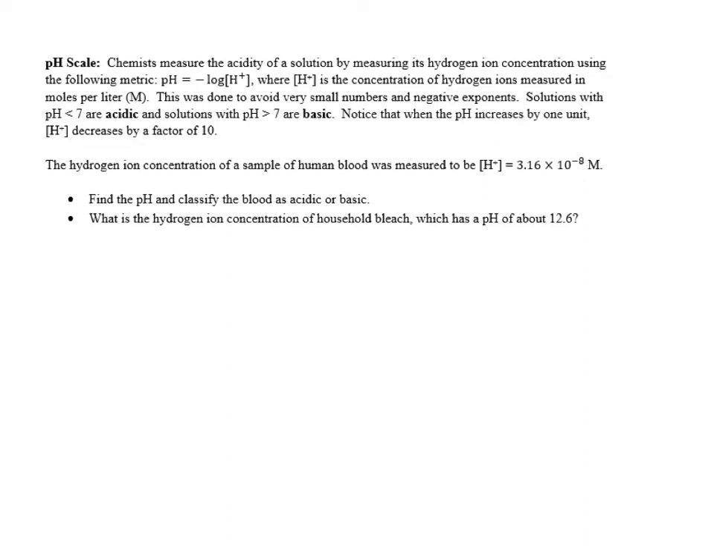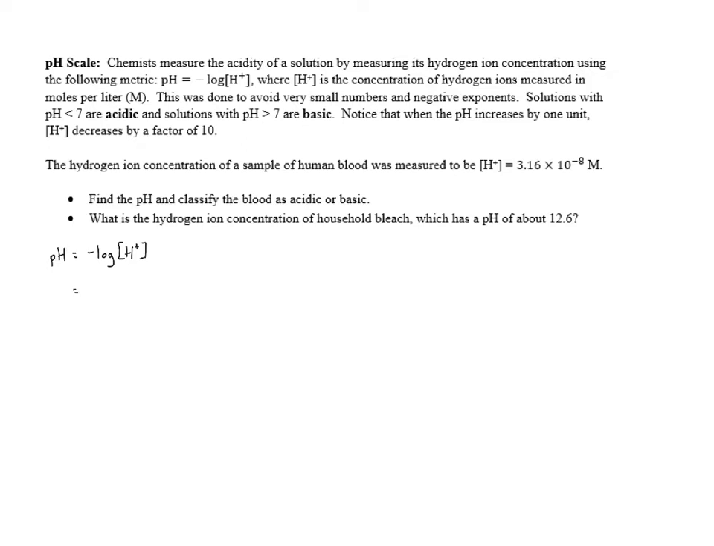Let's take a look at a couple of problems. First, we note that the hydrogen ion concentration of a sample of human blood was measured to be 3.16 times 10 to the negative 8 moles per liter, which we'll use in the first part of the problem. Find the pH and classify the blood as acidic or basic. So here, the pH is equal to the negative logarithm of the hydrogen ion concentration. And in this case, that is 3.16 times 10 to the negative 8.